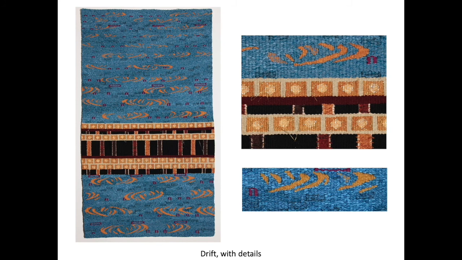Drift also employs 2 weave densities. In the coarser areas, I used boucle yarns for texture. The middle section is finer and uses metallic yarns. You might be able to discern these material differences in the detail images on the right.